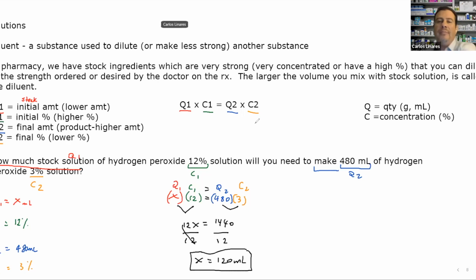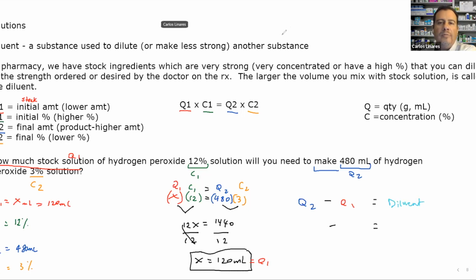So my initial amount, which is also equal to my Q1, my initial amount is 120 mLs. Now, how much diluent did I add? How much was added in order for me to make this lower? So in order for me to find this out, I'm going to take Q2 minus my Q1. And that will give me my diluent, D, diluent.